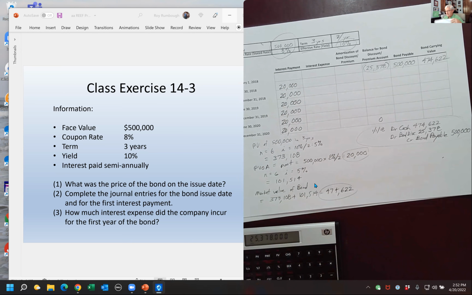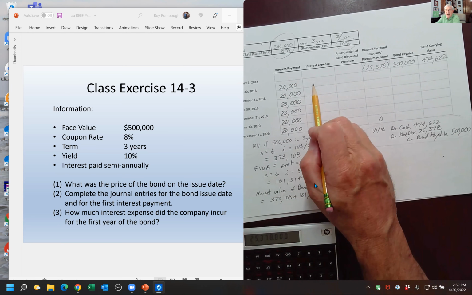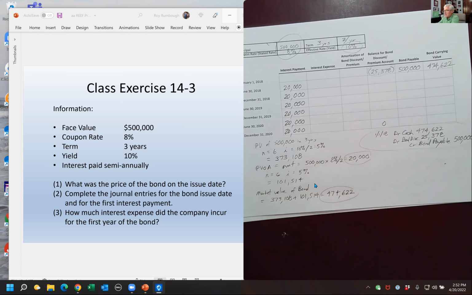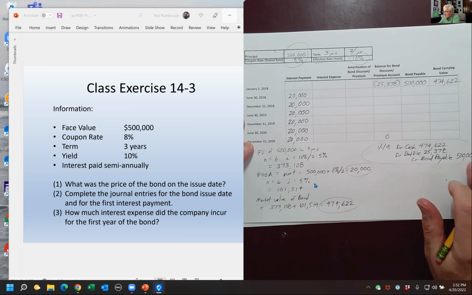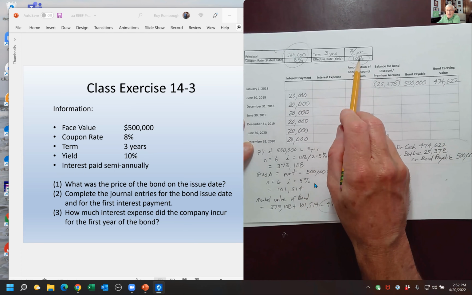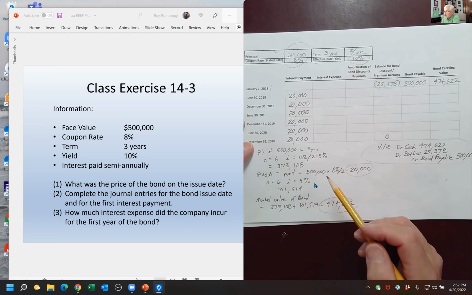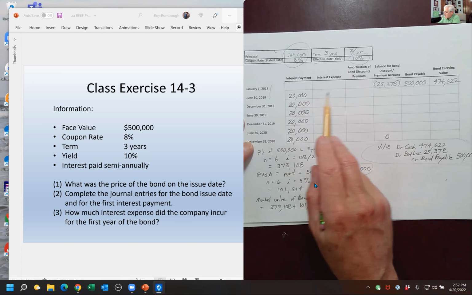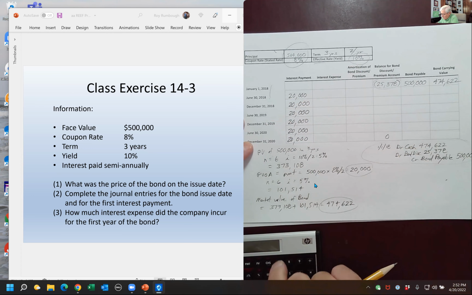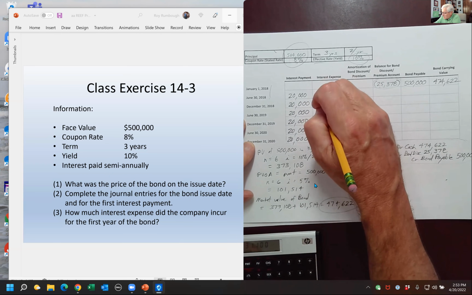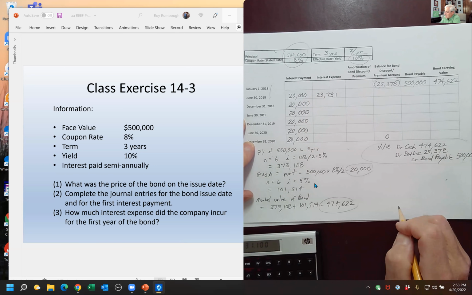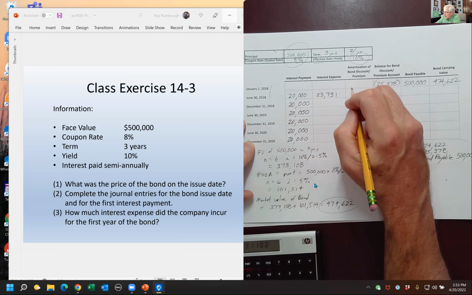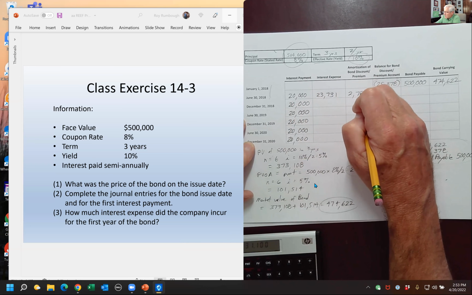And then my interest expense, same process for a discount or a premium, just you're starting with a debit versus a credit, but the process for calculating interest expense doesn't change. It's going to be that 10% divided by 2, because we only have 6 months between January and June, 5%. So 5% times 474,622 is 23,731. But we paid 20,000, so our difference is going to be 3,731.